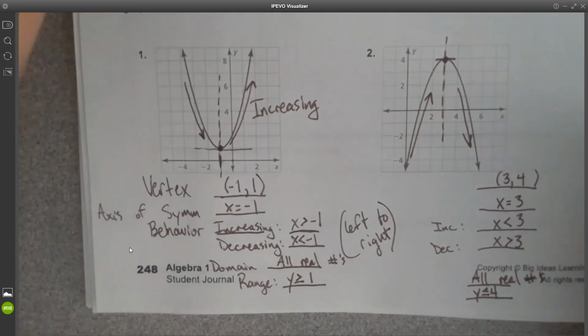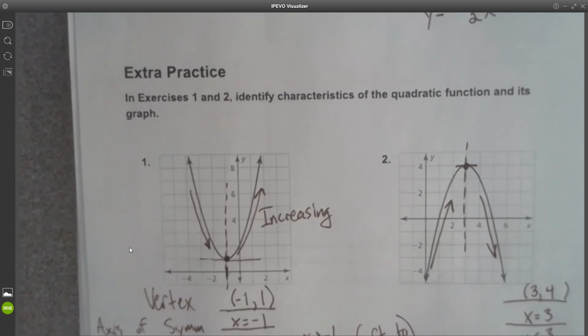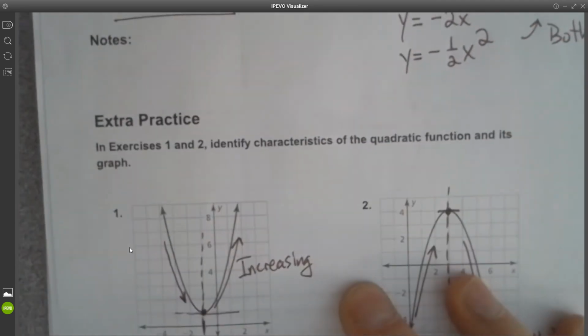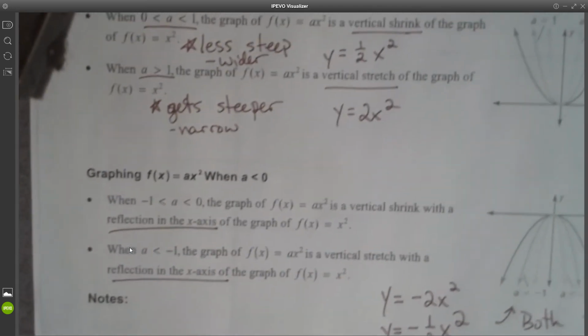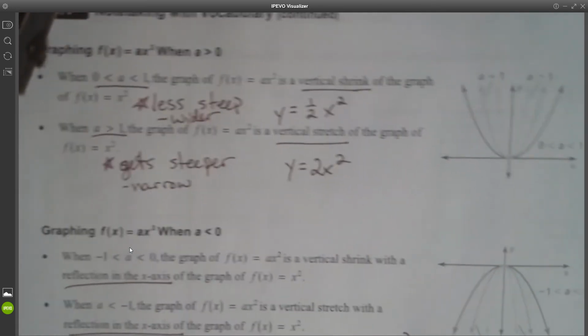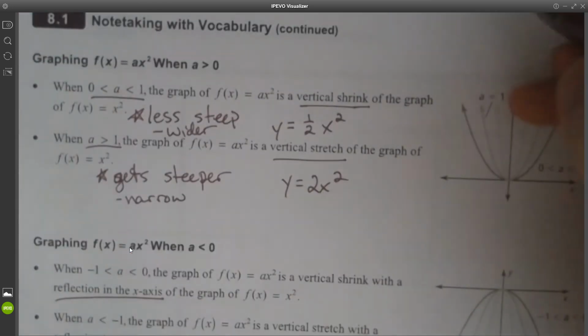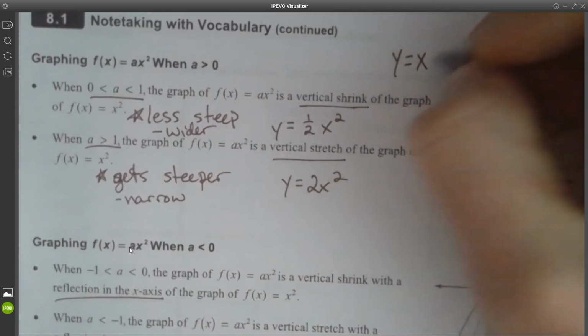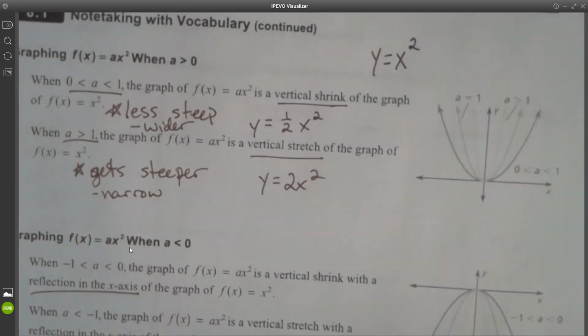The next thing that we'll do in this section is we'll be looking at making graphs of parabolas. We'll also be comparing them to the standard, the parent function, which is y equals just plain old x to the second. So we'll hit that in the next video.